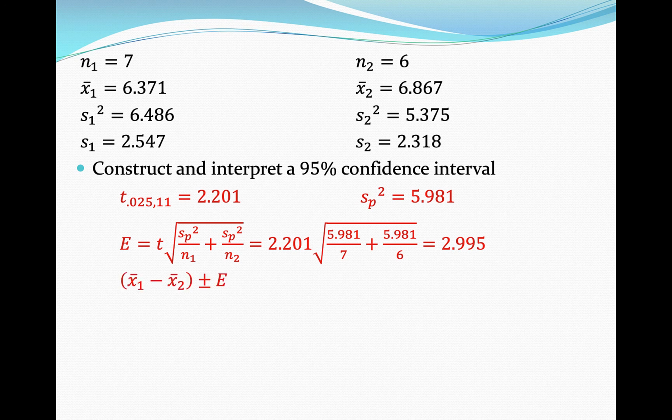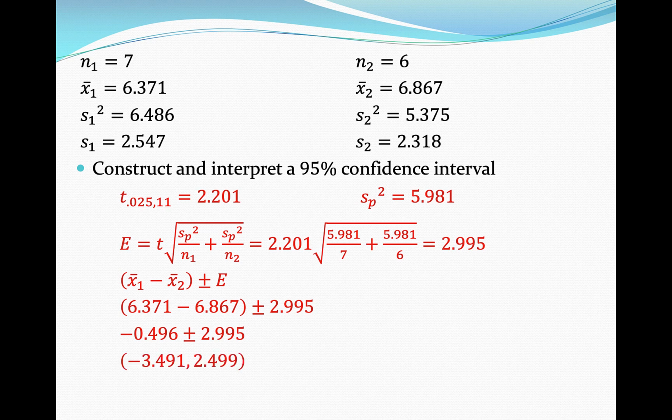Once we get that, we can take our statistic, x bar 1 minus x bar 2, and add and subtract that error tolerance. Of course, x bar 1 minus x bar 2 we just plug in, which is 6.371 minus 6.867. That will give us negative 0.496. From that we're going to subtract and add our error tolerance, which is 2.995. That will give us our interval. So our interval here is negative 3.491 to 2.499.